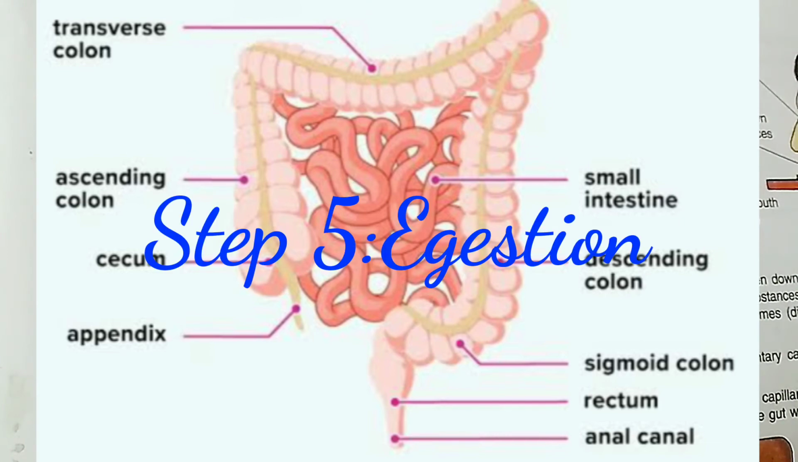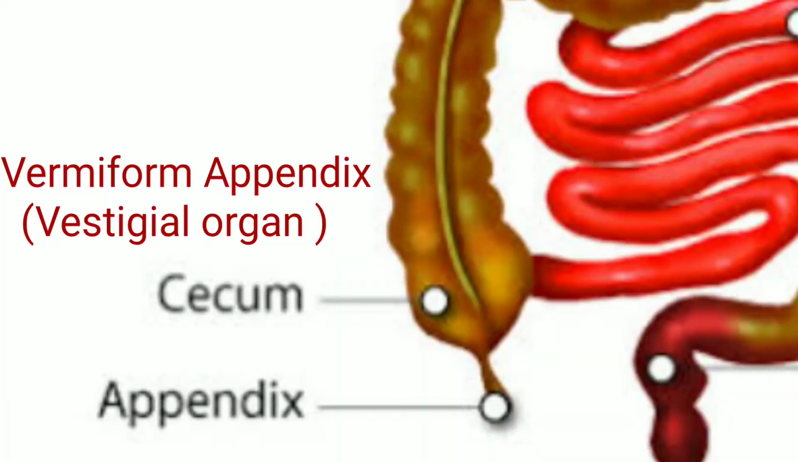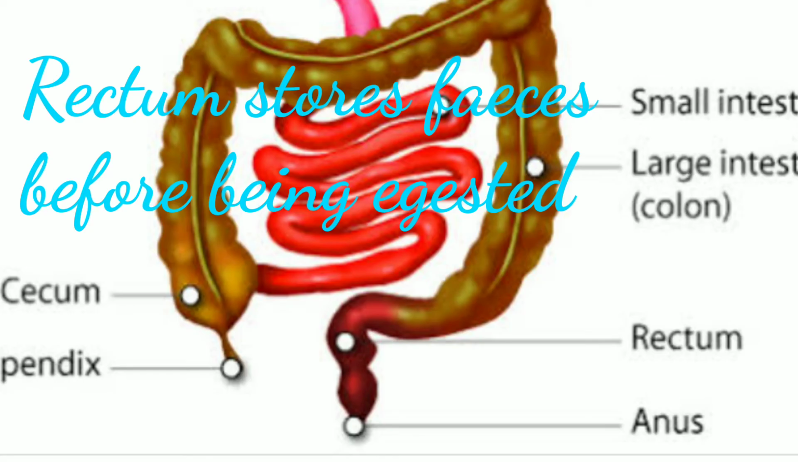One muscle present in the anus, called the anal sphincter, regulates the removal of waste material. In the human alimentary system, one organ is called the vermiform appendix. It is a vestigial organ. That means this organ was functional in our ancestors, but at present it is functionless. In the rectum, the undigested or waste material is stored before being egested through the anus.